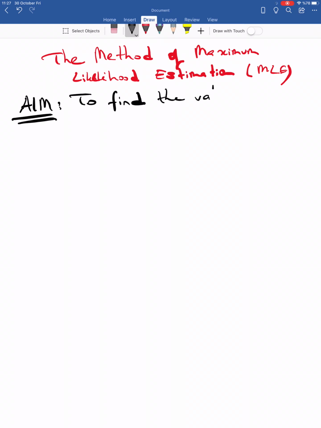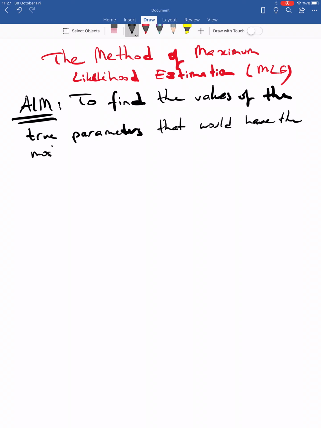So to find the values of the true parameters that would have the most likely produced the data that we in fact observed.